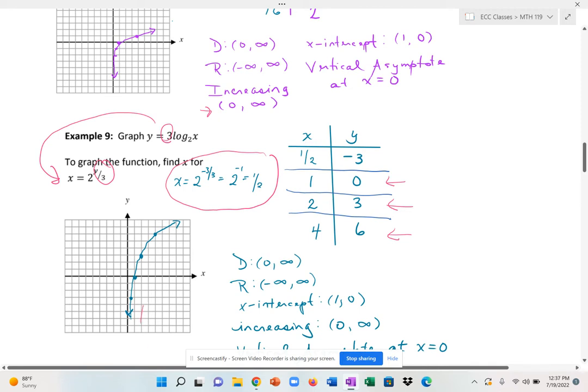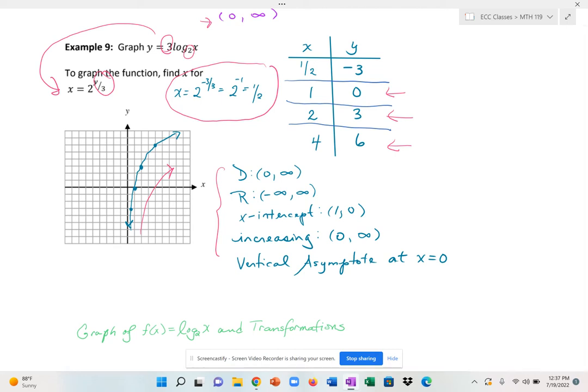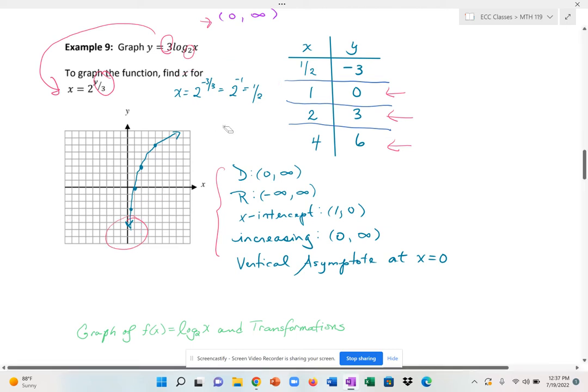Again, this is increasing from left to right because my base is greater than 1. Domain is the same as the last example, all positive numbers, range is all real numbers. I have the same x-intercept at (1, 0). It's increasing over the domain from 0 to infinity. And again, the negative y-axis, or the line x equal to 0, is your vertical asymptote. So it has exactly the same attributes as the last example. It just grows a lot faster. Like your y's get bigger a lot faster than in the last example.